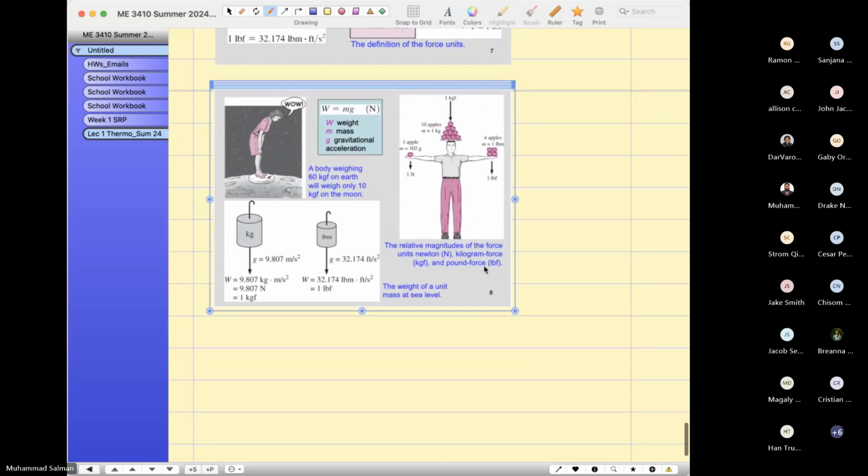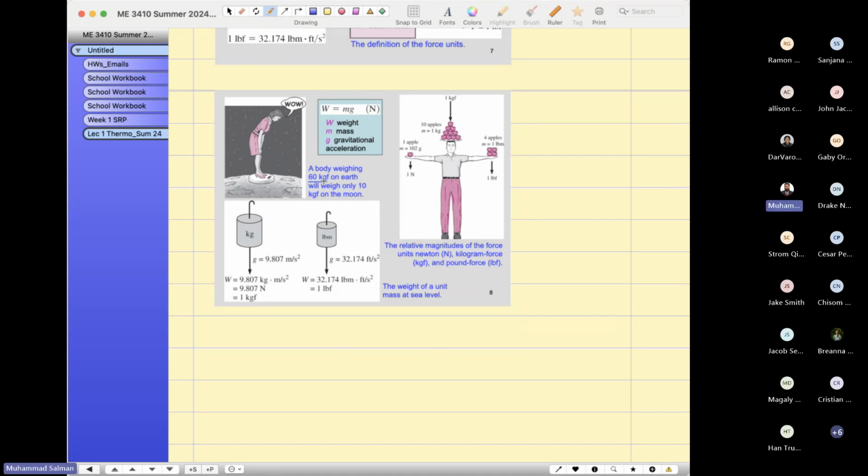Okay, the mass is the same. The weight of a person on the moon is different than the weight of the person on the earth due to gravity. A body weighing 60 kilograms on earth will weigh only 10 kilograms on the moon.